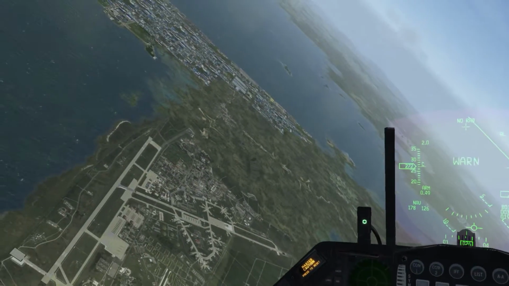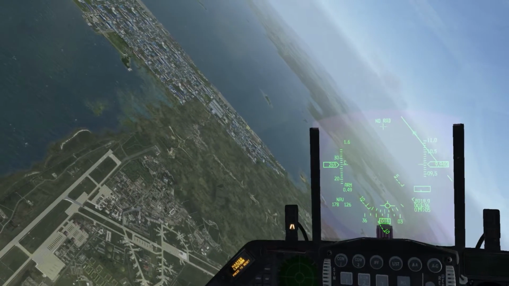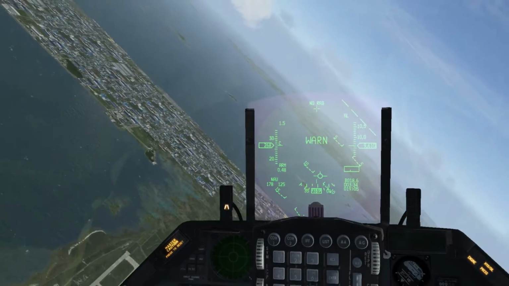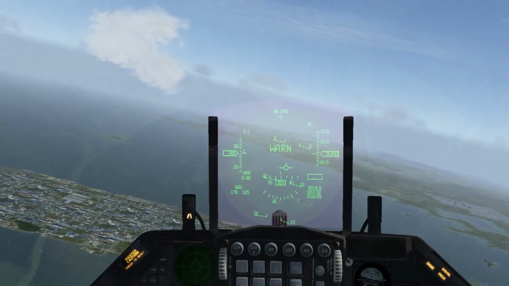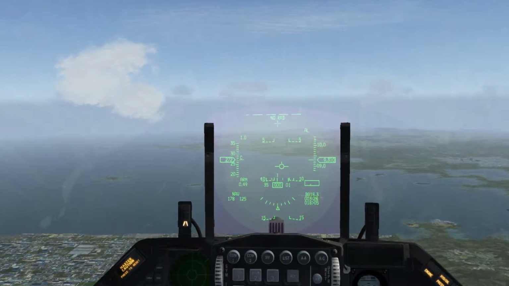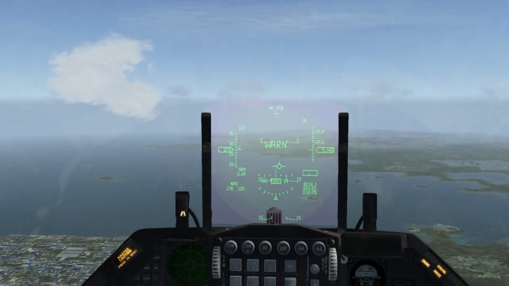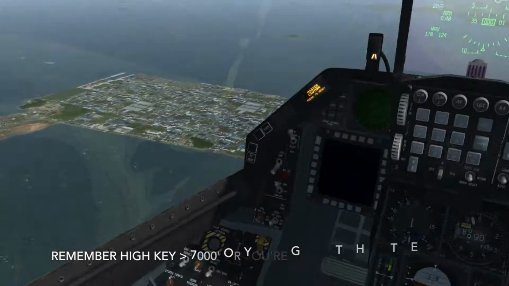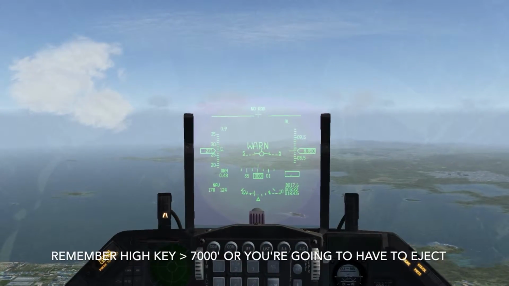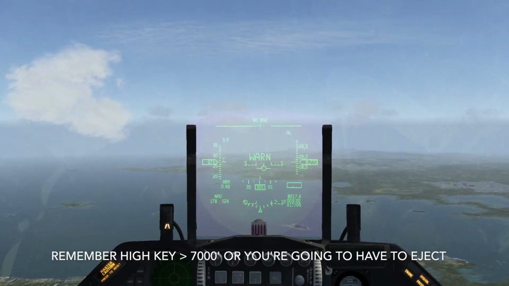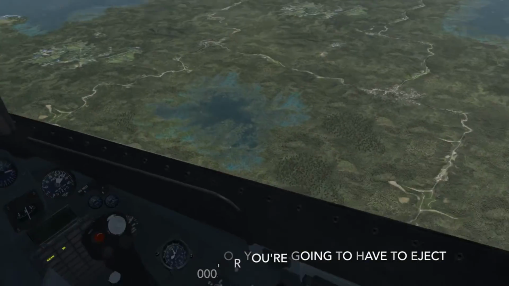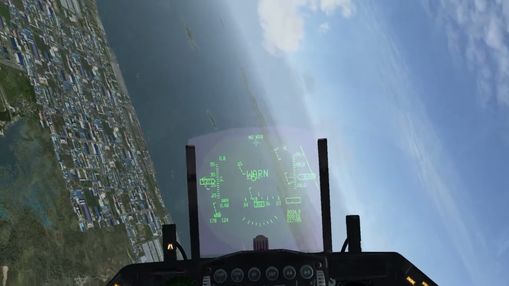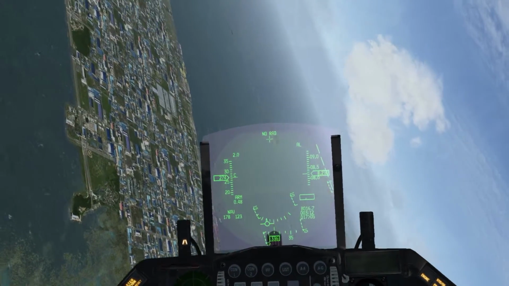Now what you will notice is that when you're turning, your downward velocity increases significantly, so just bear that in mind. There we go, we're approximately at the high key and we're well above our 7,000 minimum, which is good. Let's see where we are. Right, let's turn to our downwind leg.